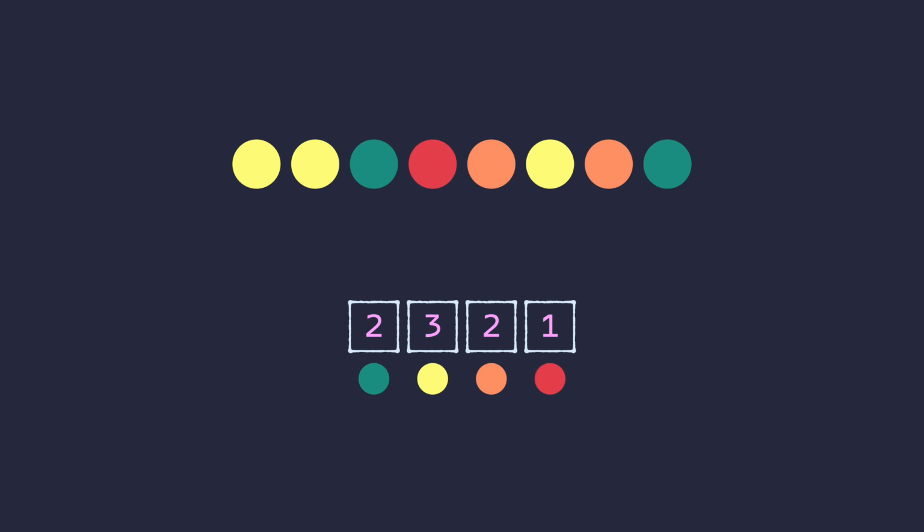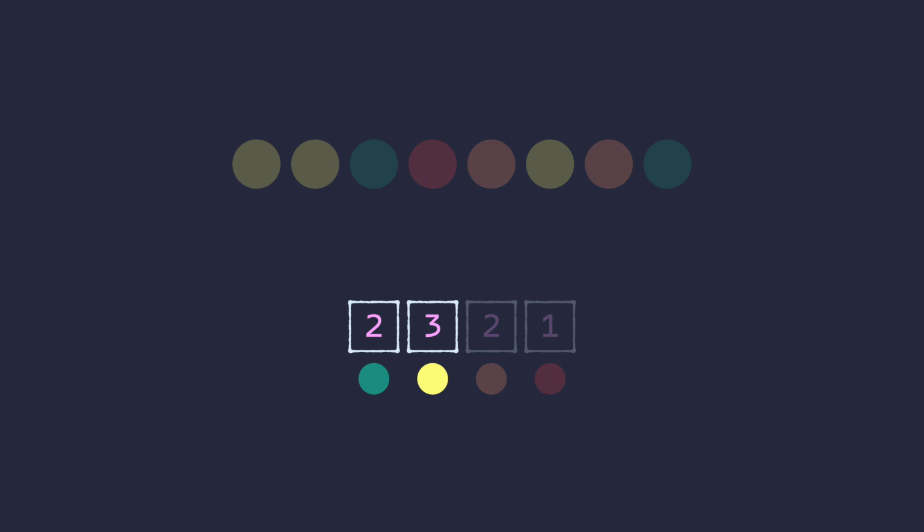Next, we convert this frequency array into a prefix sum. For every element starting from the second one, we add the current number to the previous one and store the result in the current cell. What do these numbers represent? The count corresponding to a color denotes the number of elements that appear before it. By looking at an element and its corresponding count in the prefix sum, we can determine at which position the element will be when the input is sorted.